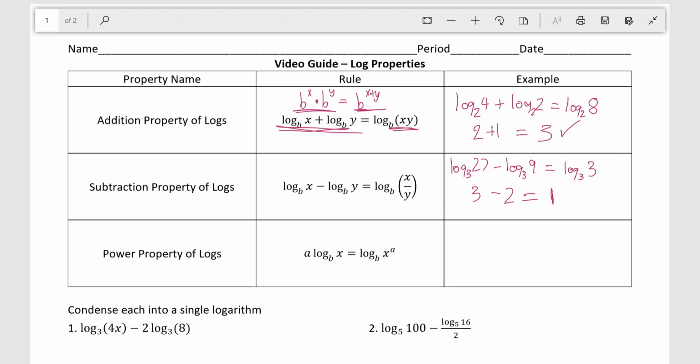And then the same idea is happening here, right? We know that if we have b to the x divided by b to the y, that makes b to the power of x minus y. So again, same property, but in an inverse kind of way.